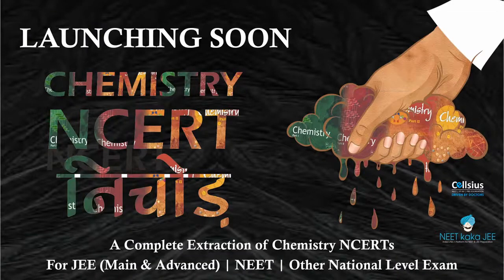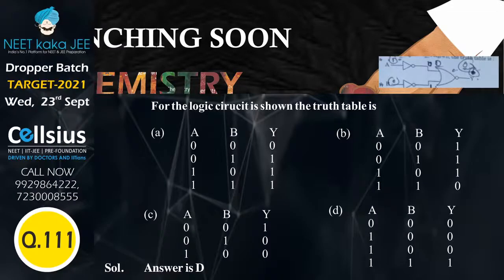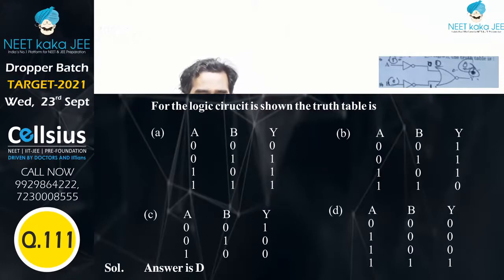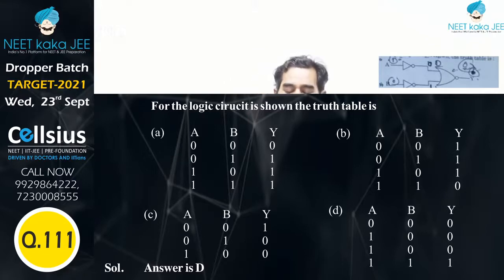Okay, so now let us come to the next question, that is question number 111. It says that for the logic circuit shown in the truth table, you basically have to do 0 0 1 1, so you already know that it is like playing a game. I'm not going to discuss this one because everybody must be knowing it. So the answer is D basically for this one.